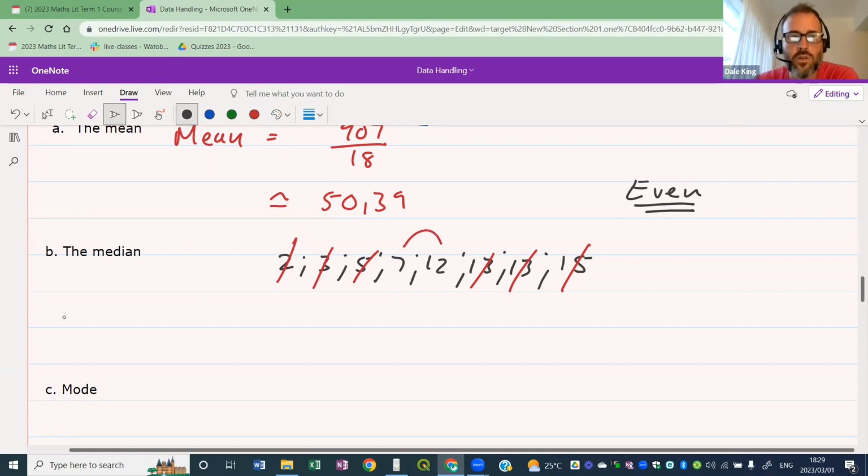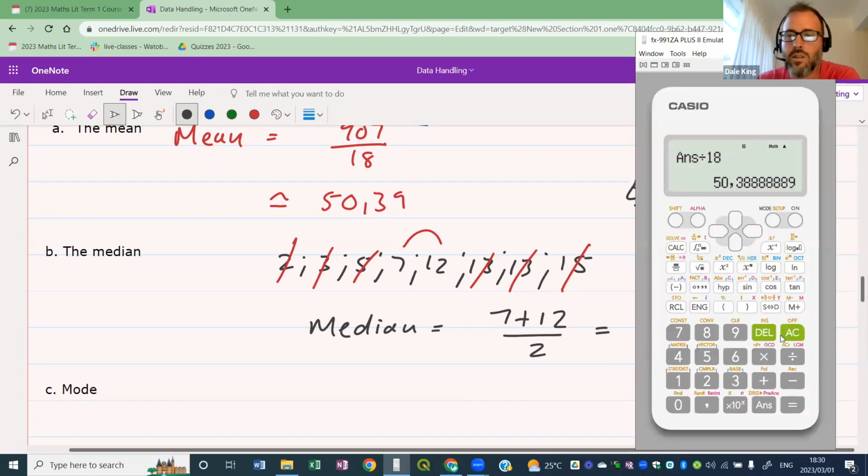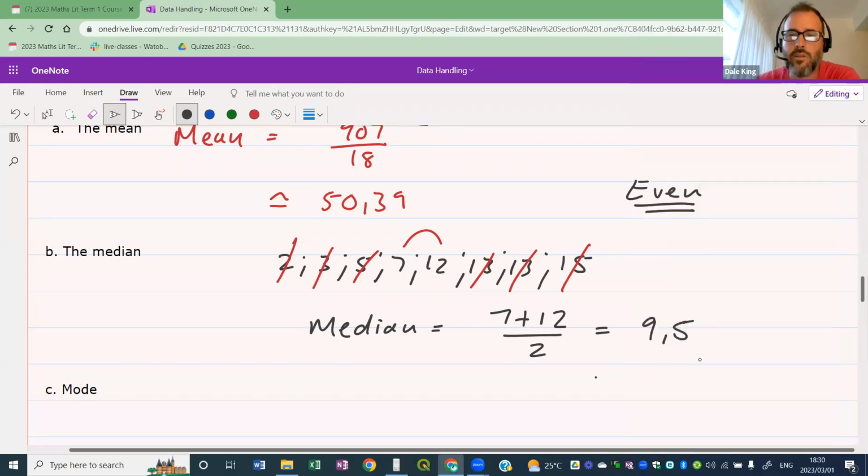Okay. So for the median, in this case, they want to see this. You're going to say 7 plus 12, divided by 2. So 7 plus 12 is 19, divided by 2. What's that? 9.5. Okay, let's check on the calculator. So 19 divided by 2, 9.5. All right.